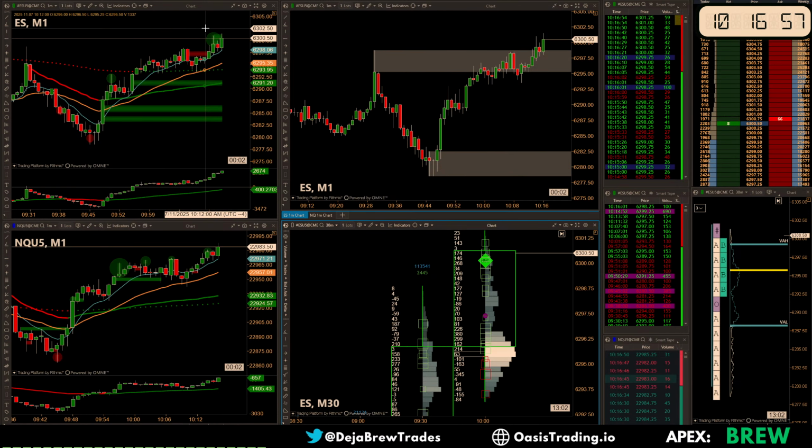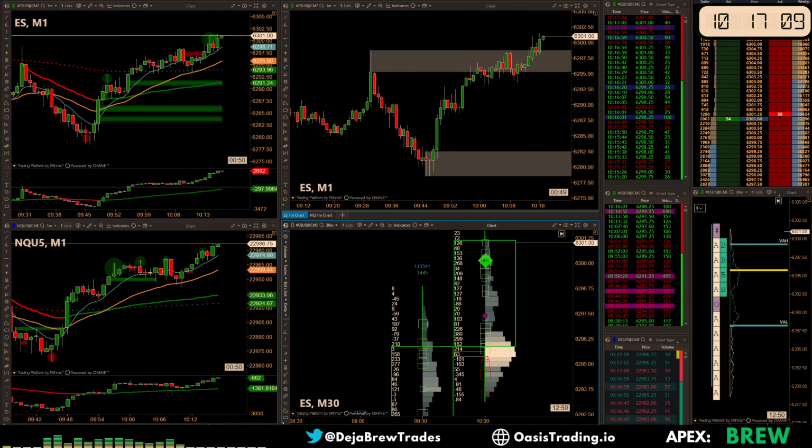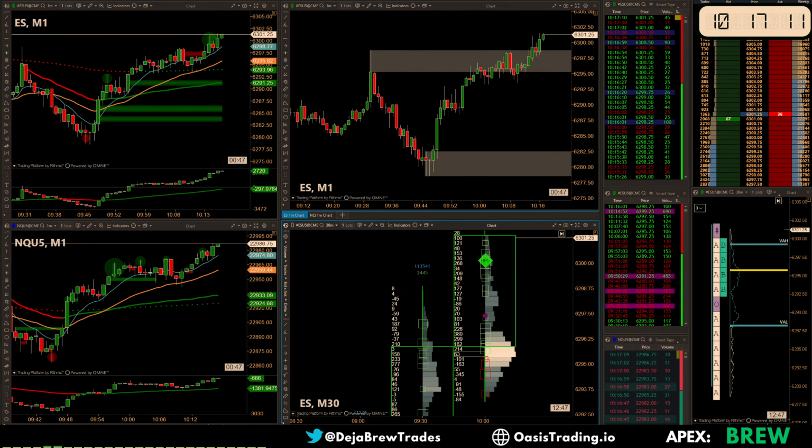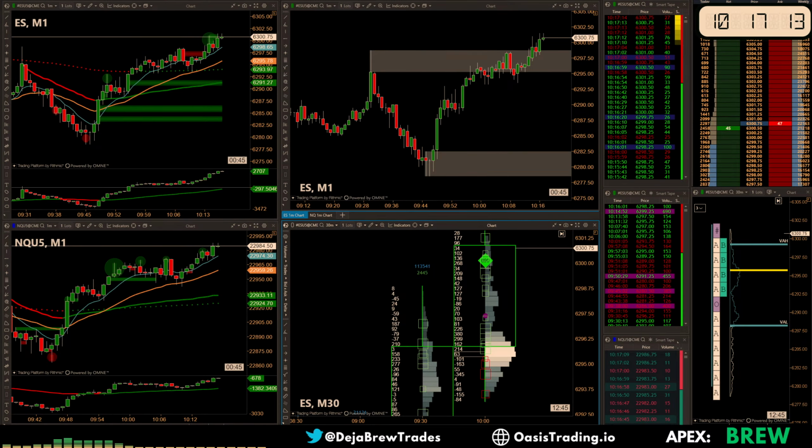So this looks like a waterfall where the lower time frame started a nice little push up and it's being captured by the higher time frames now. It's being taken over by the higher time frames. The 15-minute and the 30-minute are starting to see a lot more buy pressure here.